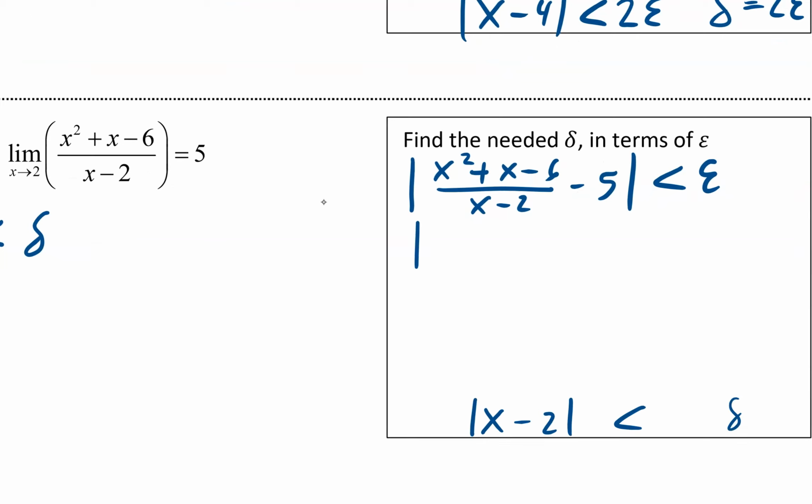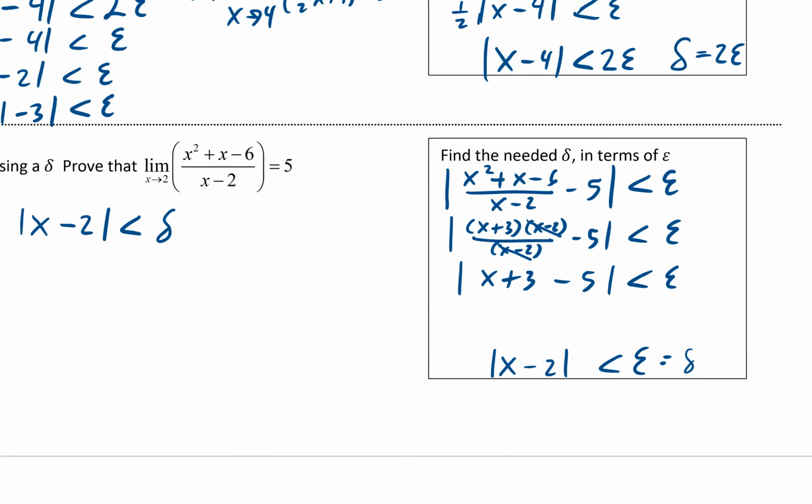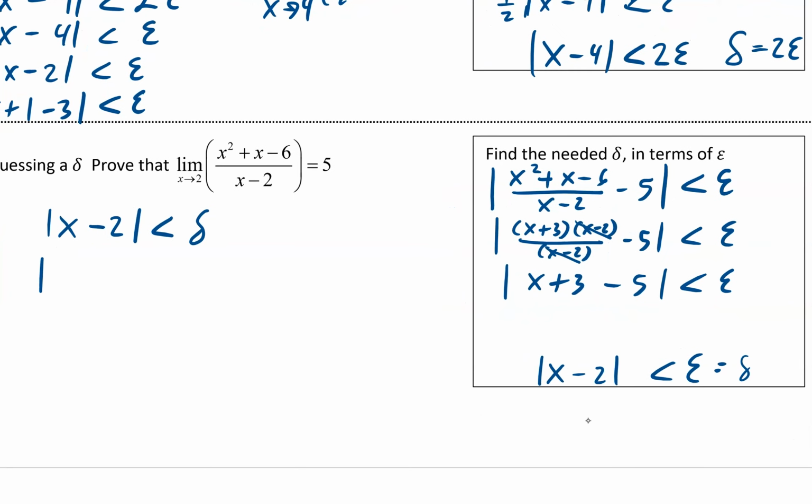All right, so how you want to start this is just like other rationals. You want to start by factoring the top so that you can see if this simplifies, and it does. So 3 minus 2 is 1, and 3 times negative 2 is negative 6, and you can see they cancel. So we end up with |x + 3 - 5| < epsilon. And you can see just by simplifying that, we get our |x - 2|. So that's our delta. So delta is going to be epsilon. So we get |x - 2| < epsilon.